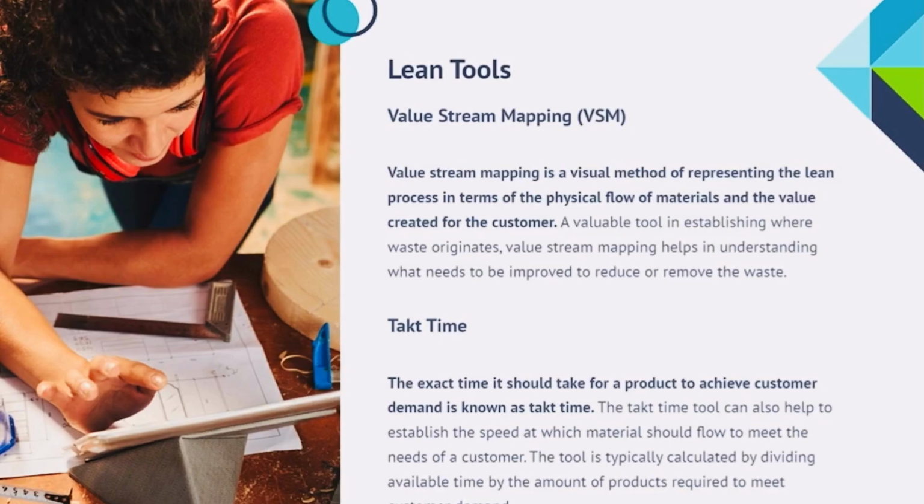Takt time. The exact time it should take for a product to achieve customer demand is known as takt time. The takt time tool can also help to establish the speed at which materials should flow to meet the needs of a customer. The tool is typically calculated by dividing available time by the amount of products required to meet customer demand.